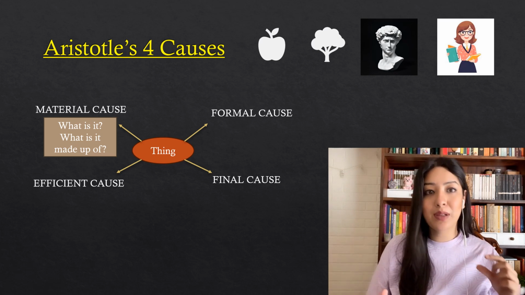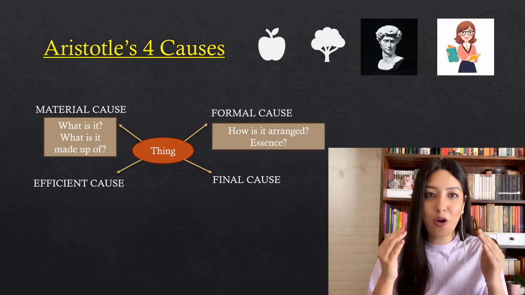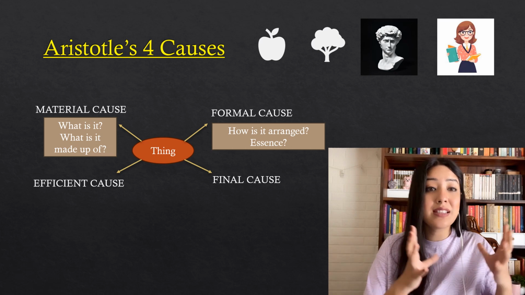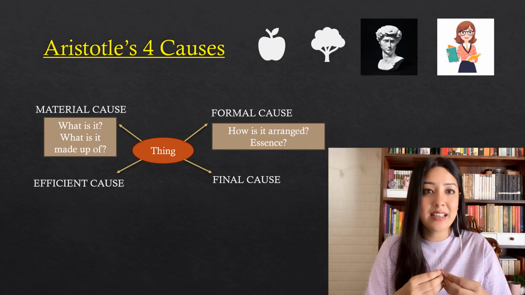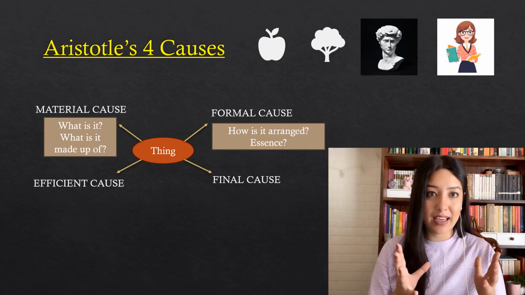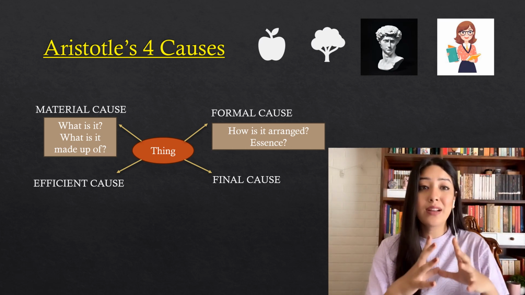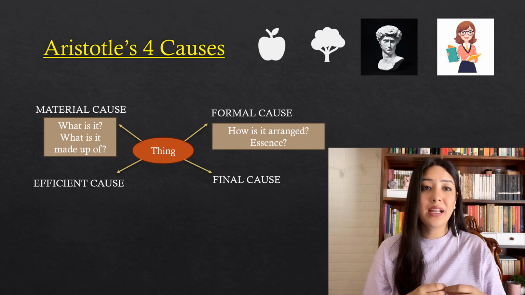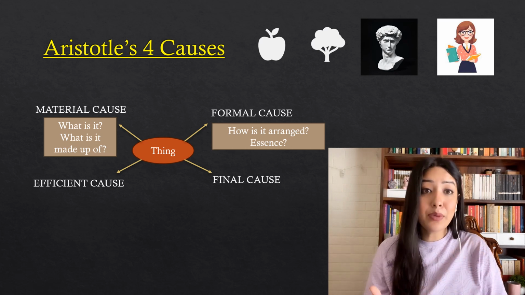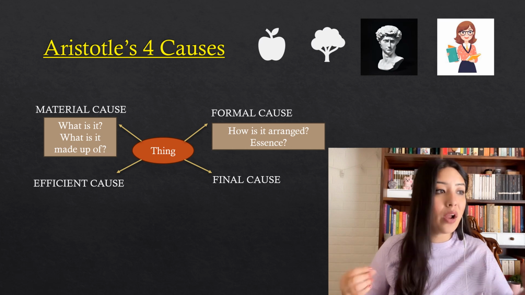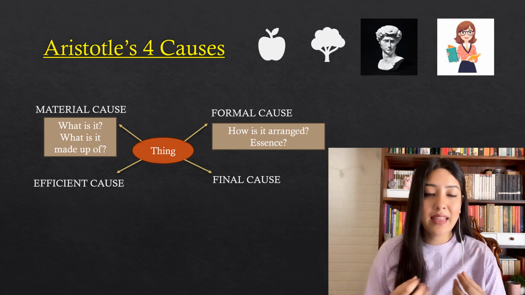Second is the formal cause. So you have the word form in the name itself. The formal cause is how is it arranged? What is its essence? That is the form of the thing. How can we recognize it? What is the form of a statue? What is the form of an apple tree? What is the form of an apple? What is the form of a teacher? These are qualities, these are essences that we associate.